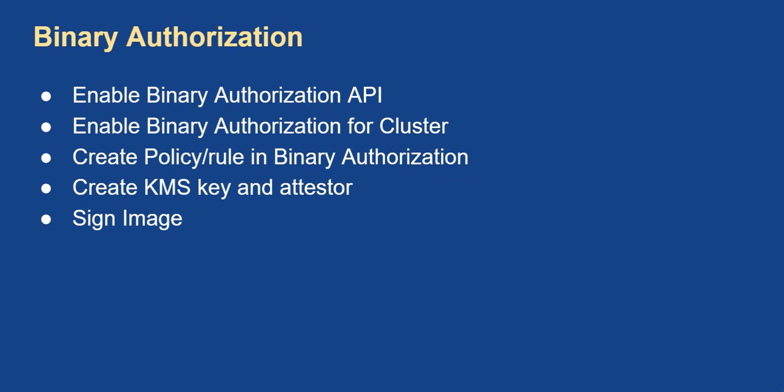So now I'll go to the cloud console. I'll quickly create a GKE cluster, and then we'll try to implement binary authorization. First we'll deploy a container image without binary authorization, and then we'll enable binary authorization and see how it affects our cluster. So let's go to the cloud console now.